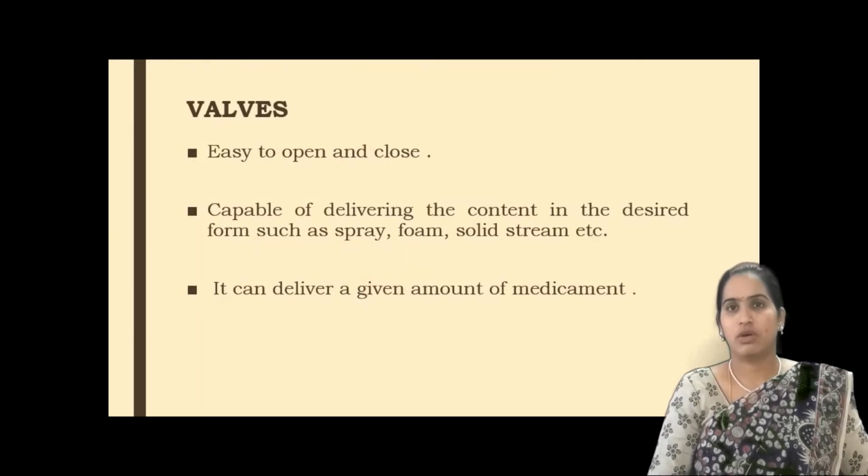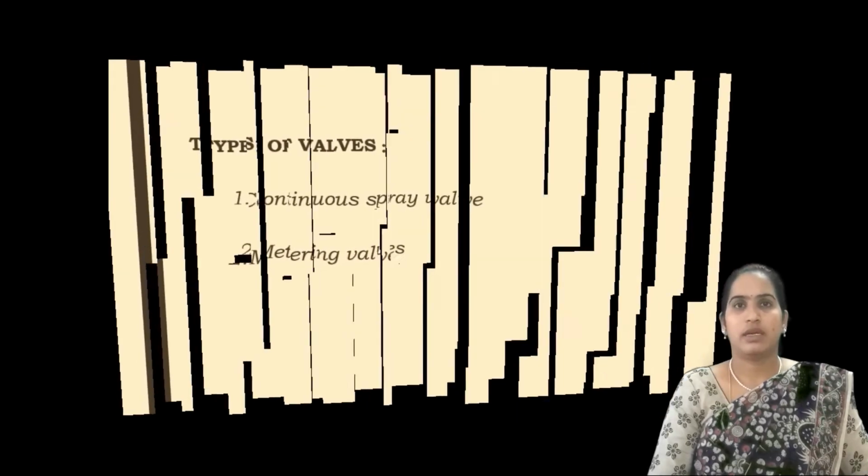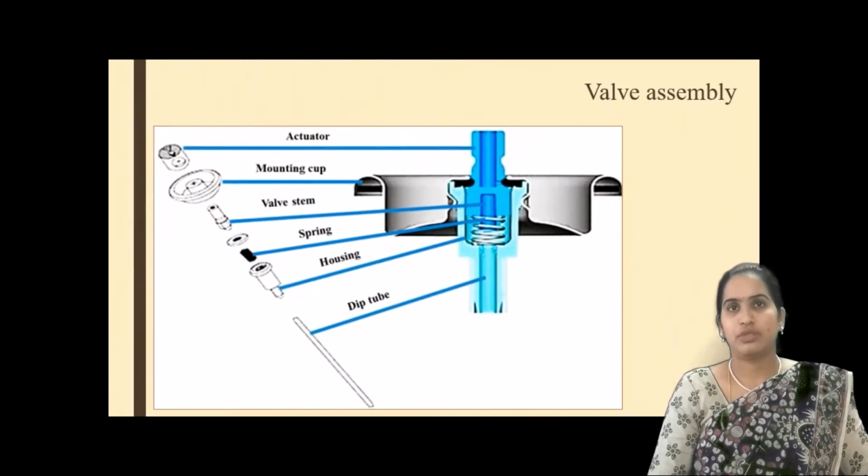These valves are also of two types: continuous spray valve and metering valves. This diagram shows the different parts involved in the valve assembly. First one is actuator and mounting cap, valve stem, gasket, spring, housing, and dip tube. These are the different parts included in the valve assembly. Together with these parts, the valve can deliver the product from the container.